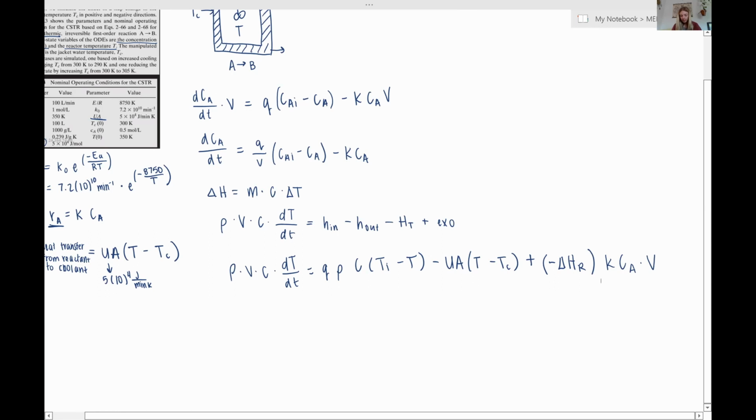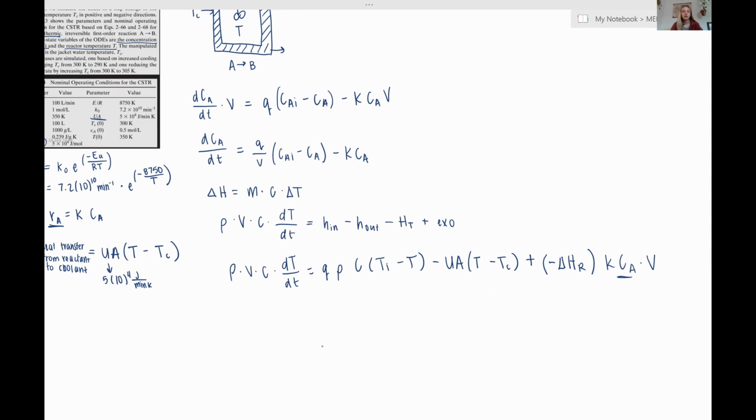If we take a minute to look at our equation here, we can see that if we were to increase the concentration of A over here, since we are adding this part of the equation, it's going to increase our change in temperature over time. Because we're adding it on there, concentration increases, that means temperature is going to increase as well.